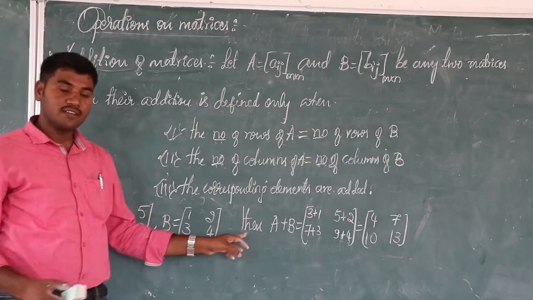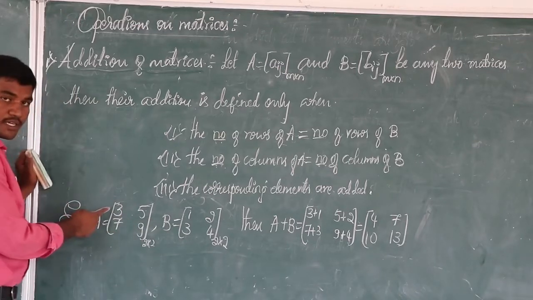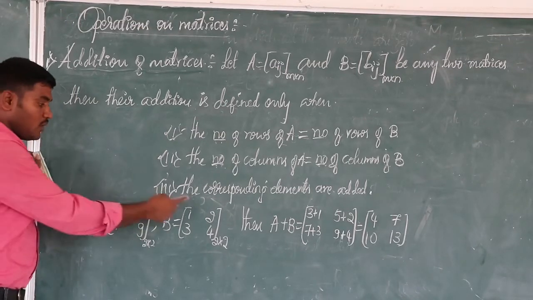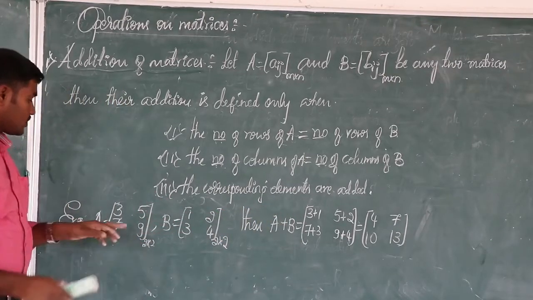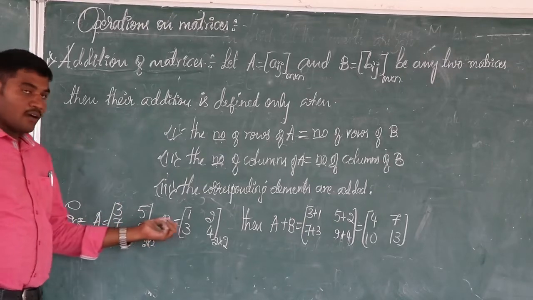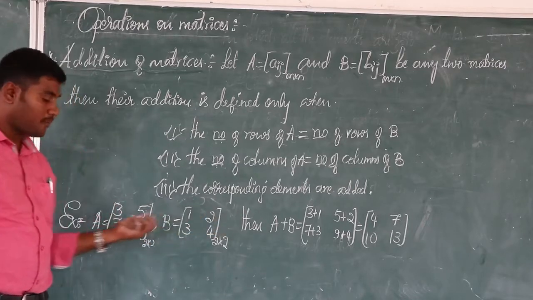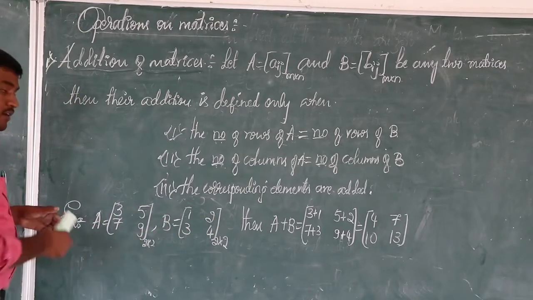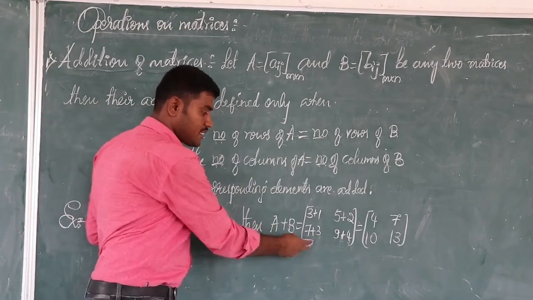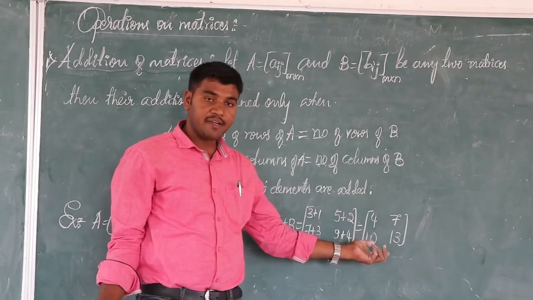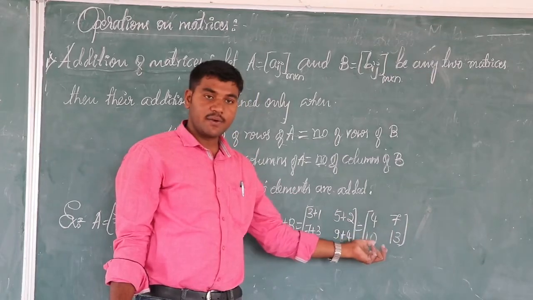Then their addition is given by adding corresponding elements. The first row first element of matrix A is added to the first row first element of matrix B, that is 3 plus 1. In the same manner, the first row second elements: 5 plus 2. Then the second row elements of A and B give 7 plus 3 and 9 plus 4, and the resultant matrix has first row elements 4, 7, and second row elements 10, 13.